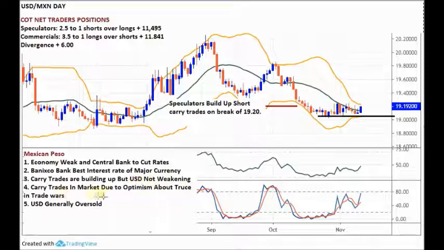And why are the carry trades all coming in? Well, it's due to market optimism about a truce in trade wars. We've got President Trump speaking in about an hour or two. Market's very bullish that trade wars will be solved. Now, that's obviously good for risk currencies such as the Mexican peso.